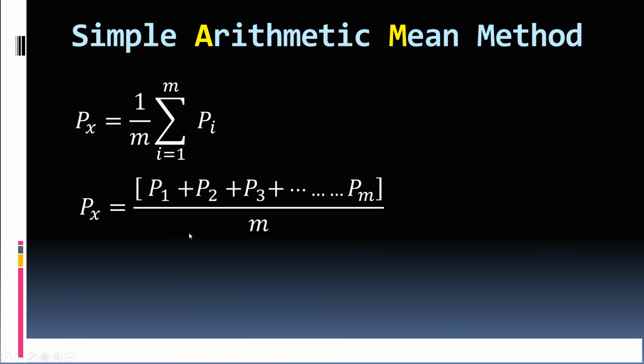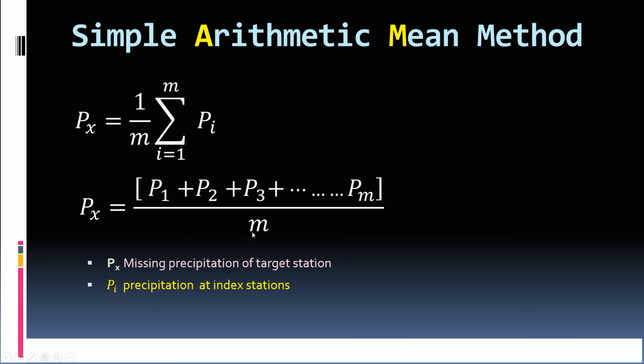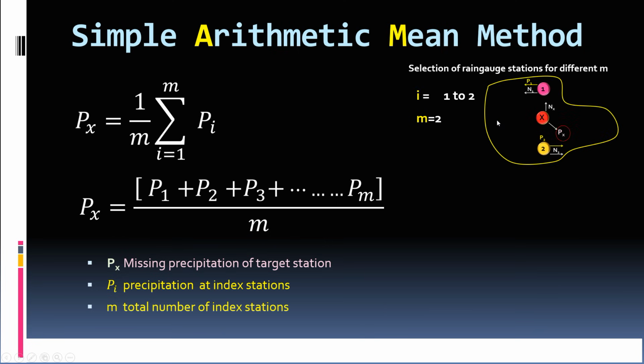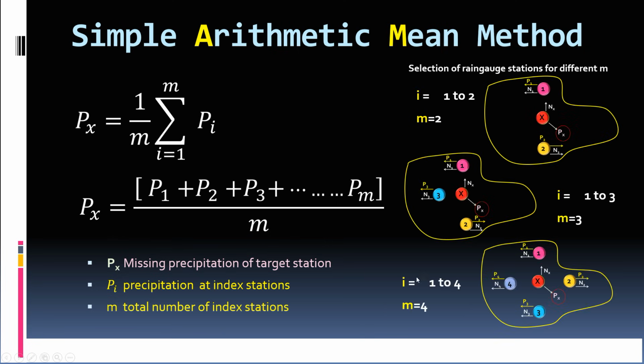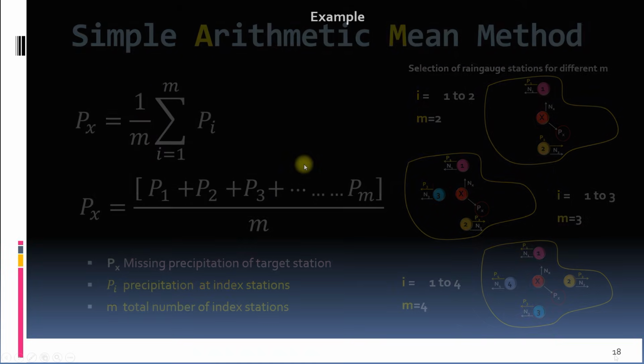M is the total number of index stations and its value can be 2, 3 or 4 as shown here, depending upon how many index stations are chosen by hydrologists. We can see that each index station is contributing equally to the average, that is 1 over m. Let us do an example.